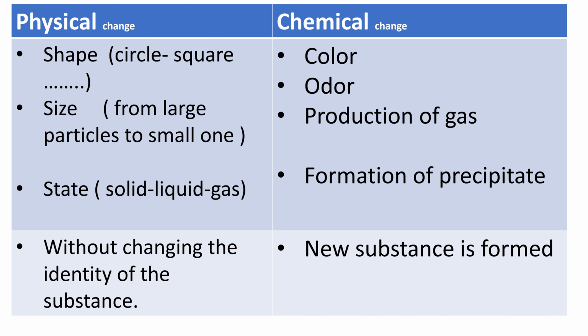Also, it does not change the identity of the substance. I have the same kind of matter before and after the change, so it is a physical change. What about chemical change? It is a change in color, in odor, production of gas, formation of precipitate. All these are signs of chemical change, and a new substance is formed.